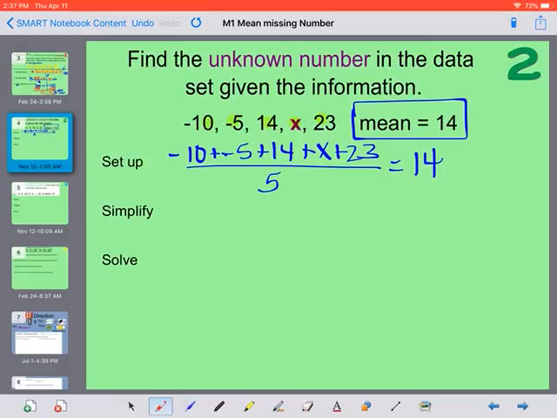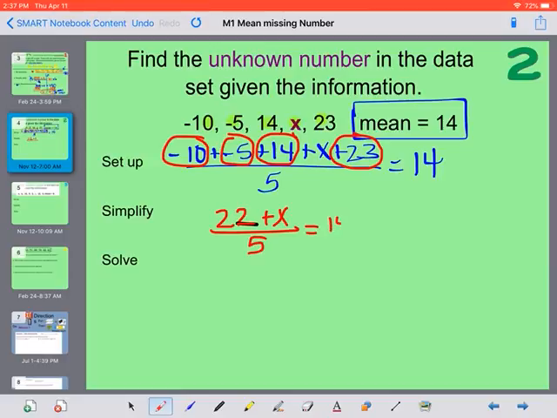So let's simplify all of the numbers, negative 10 and a negative 5, that's negative 15. Negative 15 plus 14, there's one more negative, so negative 1 plus 23, there's more positives, 22 positives. If you're not sure about that one, plug it in your calculator. We can do that too. Negative 10 plus negative 5 plus 14 plus 23 gives us 22. Plus x, we don't know what x is, divided by 5 equals 14. And now we just need to solve it.